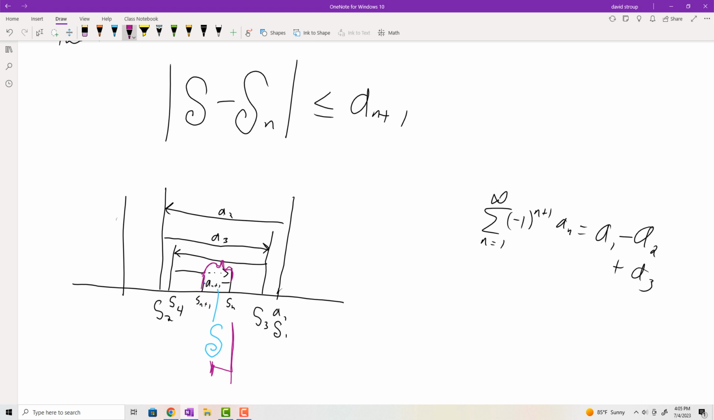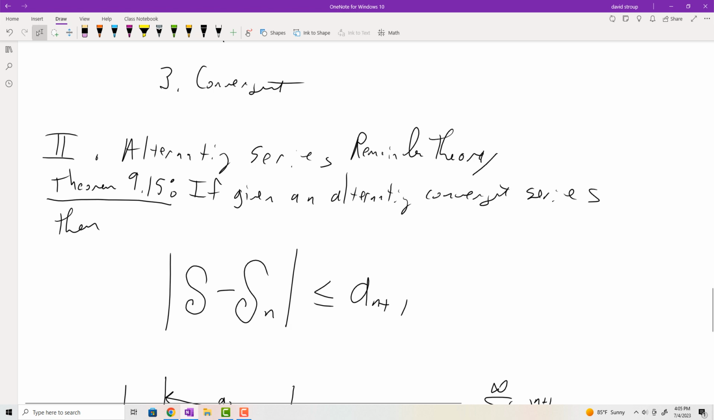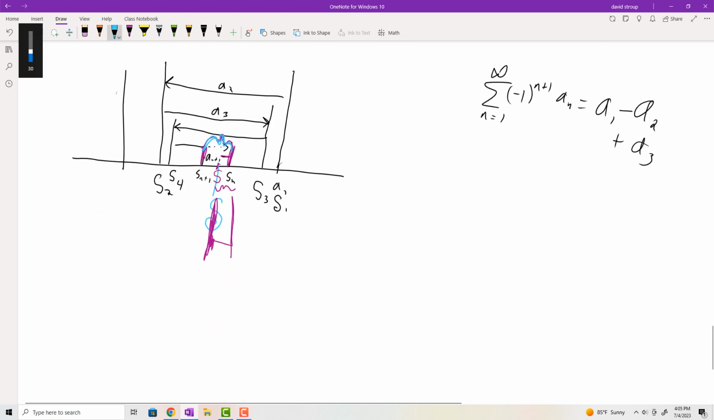So a sub n plus 1, again, is this movement, right? And that's the idea. To go from S sub n to S sub n plus 1, you move by a sub n plus 1, and you know then the distance between S sub n and S, which is right here in the middle, is going to be less than this distance. So that's the intuition, not really a rigorous proof by any means, but hopefully that gives you some way to latch on to the idea.